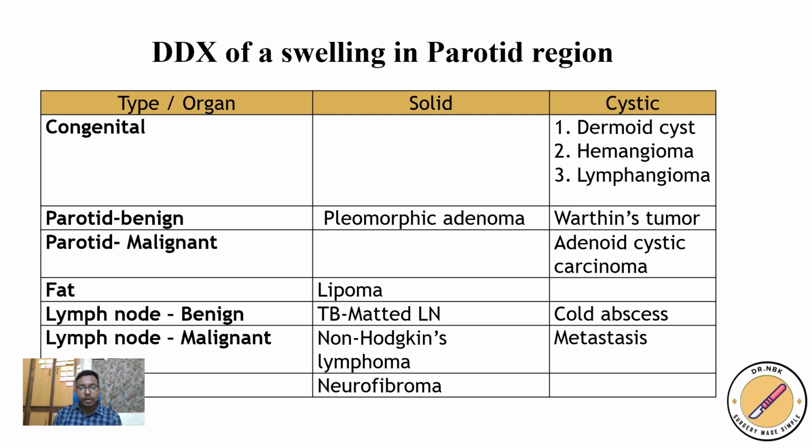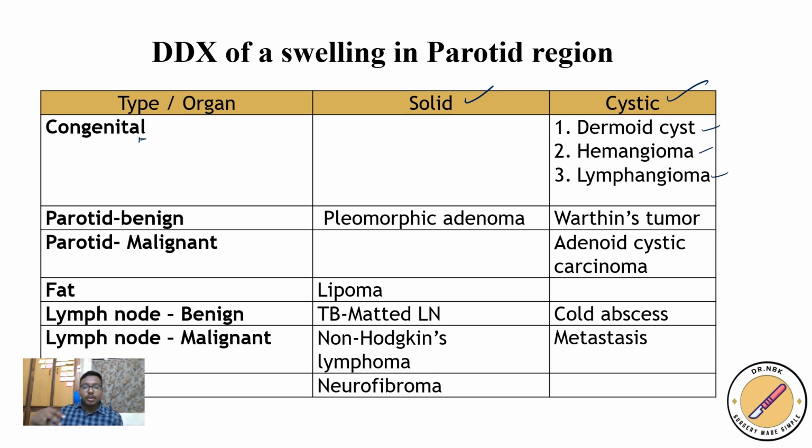Now, what are the important differential diagnoses of a swelling which is present in the parotid region? Apart from the parotid gland, there are some other anatomical structures which can give rise to a swelling. So it can be divided into solid and cystic. Based on etiology, important congenital conditions which can be there in the parotid region are dermoid cyst, second one is hemangioma, then lymphangioma.